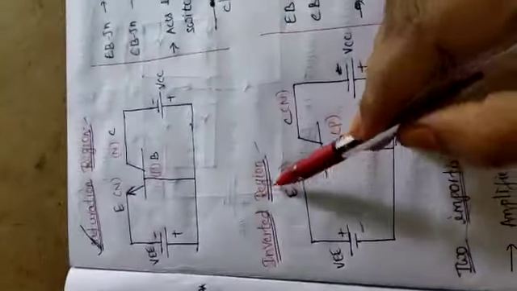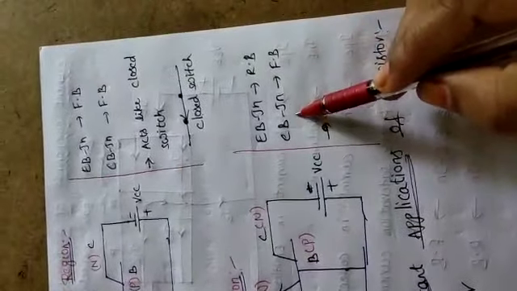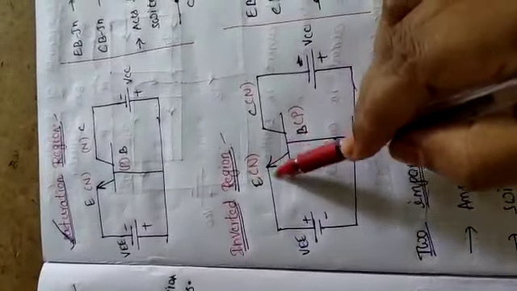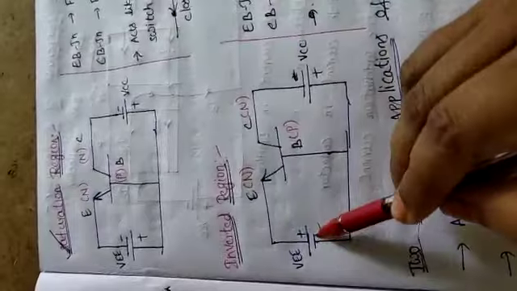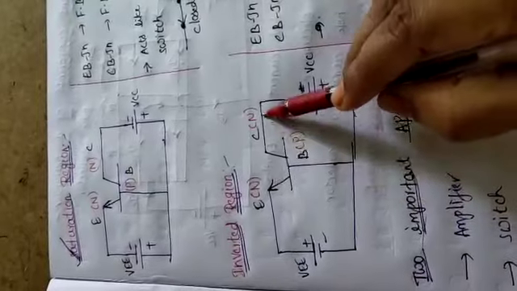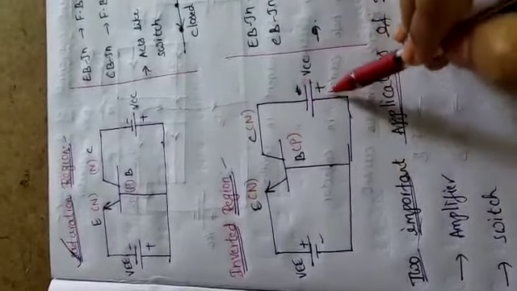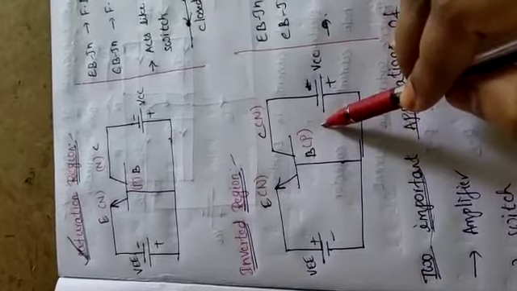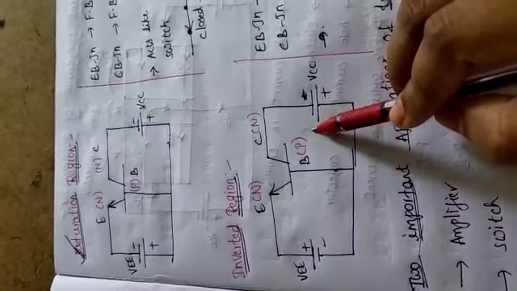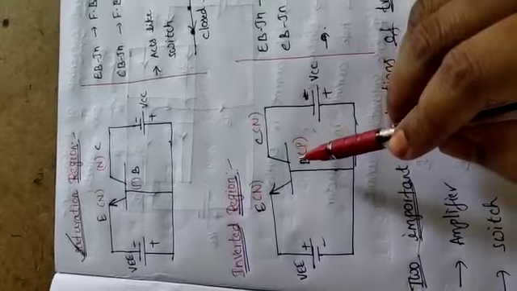Next, the last region is inverted region. Inverted region means emitter base junction reverse biased and collector base junction forward biased. For the emitter base junction, N is connected to positive and P to negative, so that it is in reverse bias condition. In a similar way, for the collector, N is connected to negative and P to positive, so that the collector base junction is in forward bias condition. Generally, the transistor is never operated in this region; there is no use of operating a transistor in this region, so it is not important.